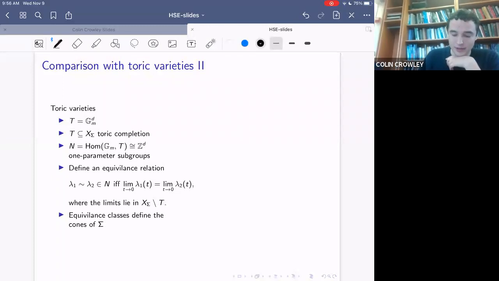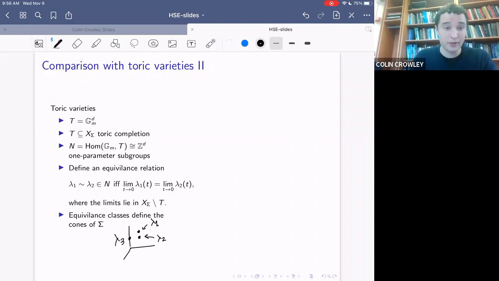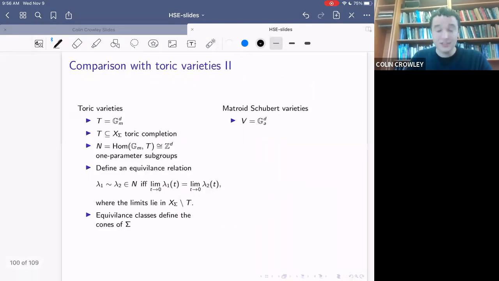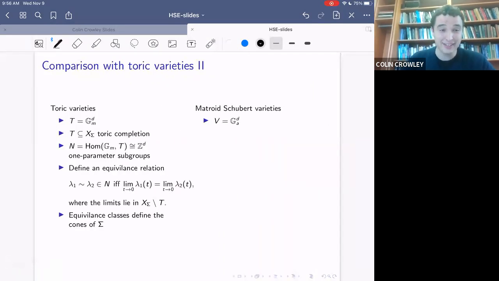So in the familiar P2, one has a fan like this. If I choose two lattice points in the interior of the same cone, lambda 1 and lambda 2, these two one-parameter subgroups converge to the same point in the boundary of the toric variety. But if I had some lambda 3 in a different cone, this one would converge to a different point than lambda 1. So using this idea, I can recover the fan. And the same sort of idea works if you're given one of these varieties satisfying these three conditions; you can recover the hyperplane arrangement in the same way.